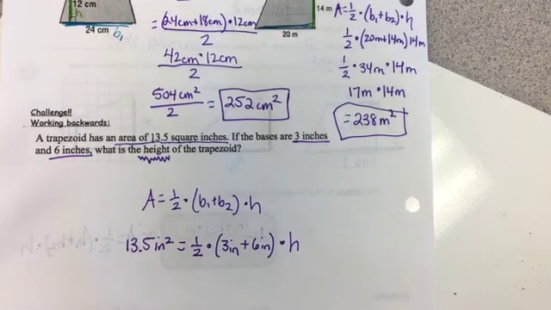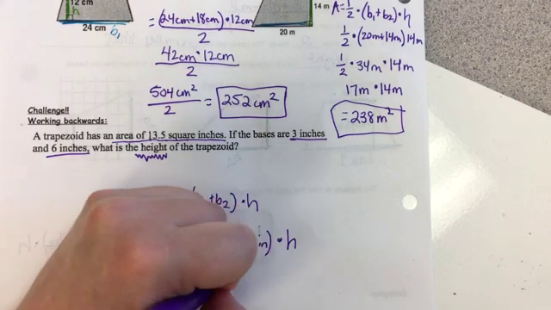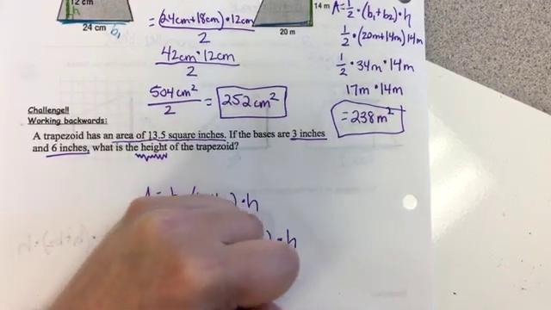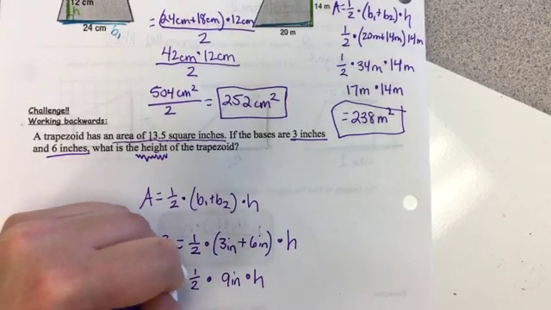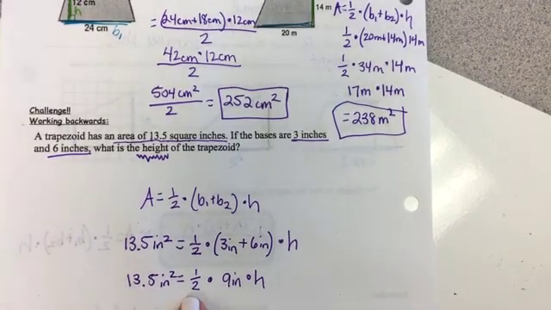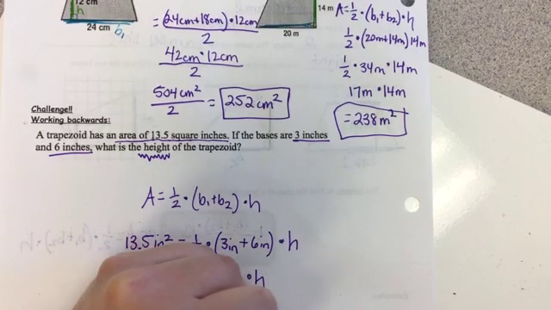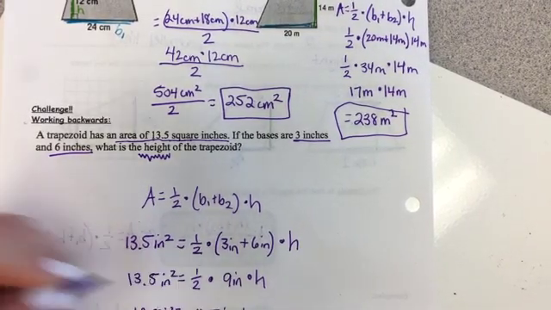Now what we're going to do is we're just going to solve using order of operations. So we're going to add 3 plus 6 is 9 inches. We're going to keep the rest of our formula the same. We're going to take 1/2 of 9. Well, 9 divided by 2 is really just 4.5 inches. The rest stays the same.